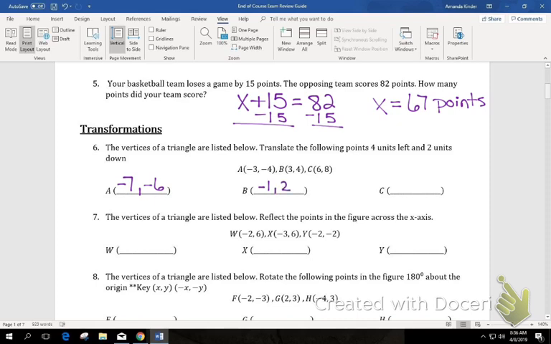-1, 2. What about C, guys? 2, 6. All right, how are we doing on that? Are we clearing up any confusion? Okay, next section. To reflect across the x-axis, I do the opposite of my y value.